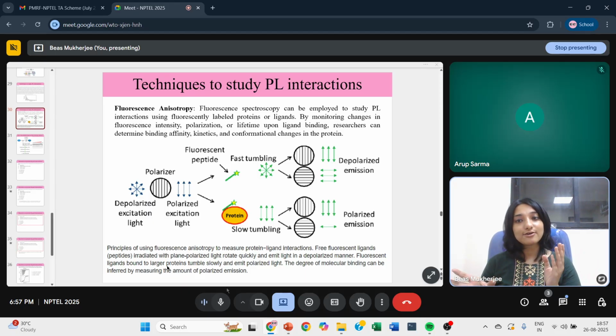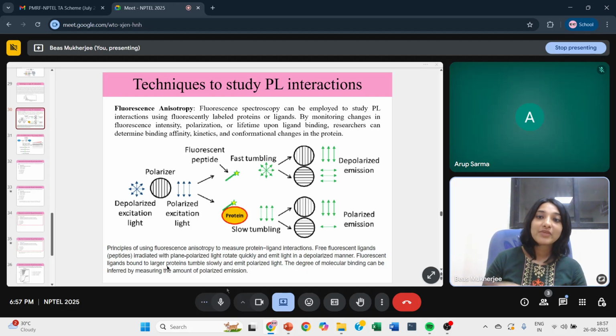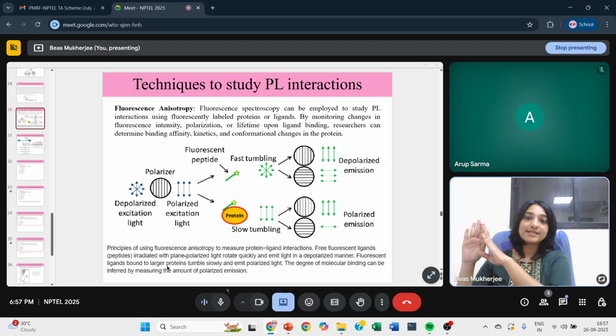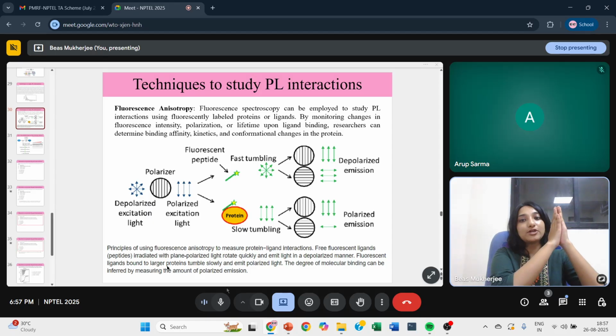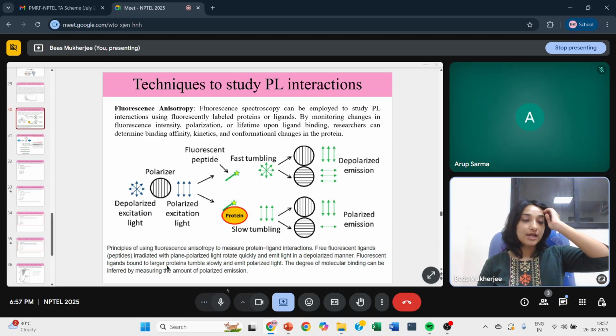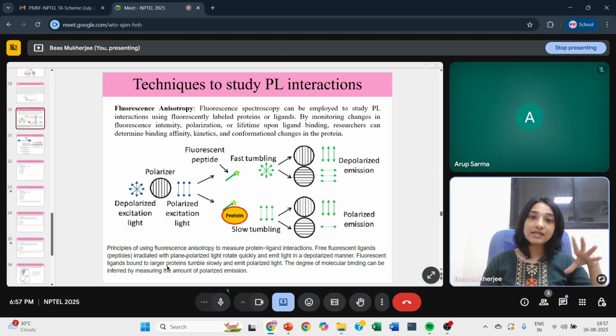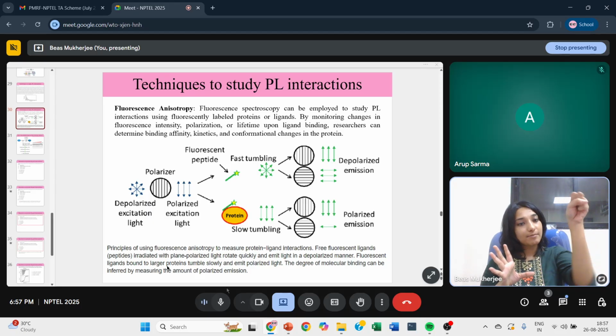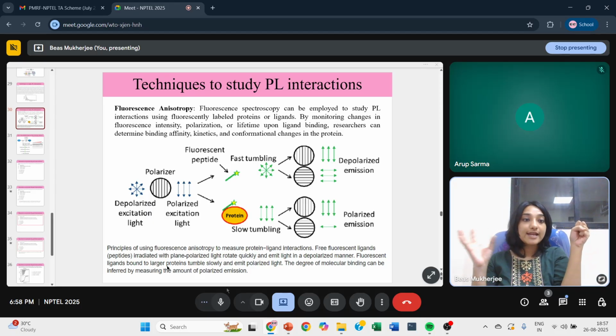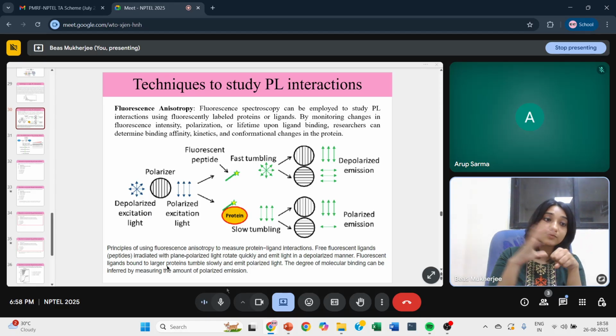So once again, see here also polarized light is used. Now you can find out why that is so. Initially there is depolarized light, and then it goes through a polarizer, then there is polarized light. Polarized light is made to hit the sample. Now in the presence of this polarized light, the sample tumbles, it moves. It is initially tumbling, let's say at this particular rate. Now if it is forming a complex with another protein, then it will tumble slowly.